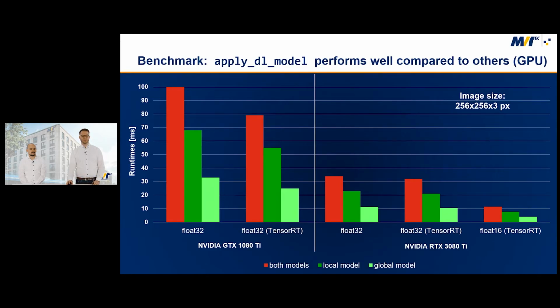We show you here two different GPUs, a lower end GPU, the 1080, and a higher end GPU, the 3080, and you can see when you have both models, the inference time of course is longer than if you just use the local model or just the global model, but you can also very much increase the inference speed with AI accelerator inference engines like TensorRT here. And this is even better done when you reduce the precision to float 16, which is not possible on this GPU.